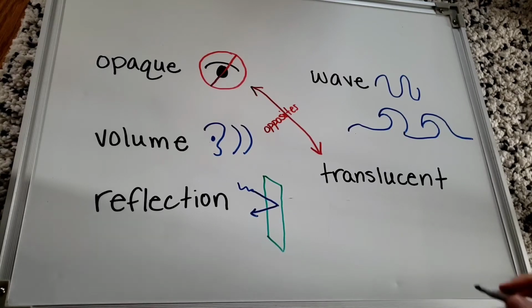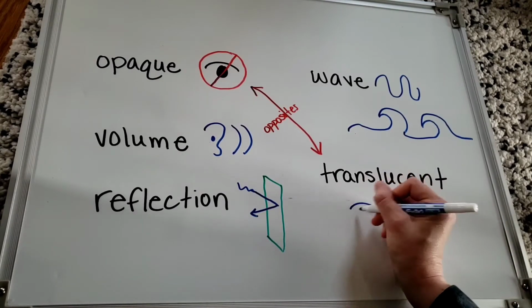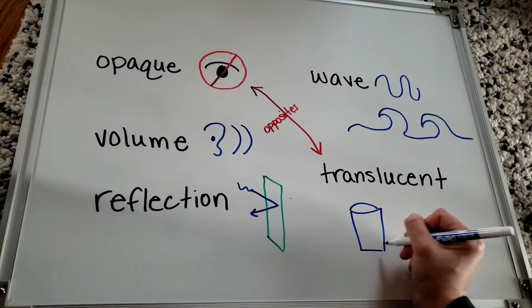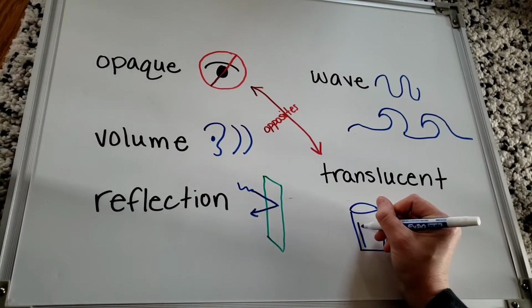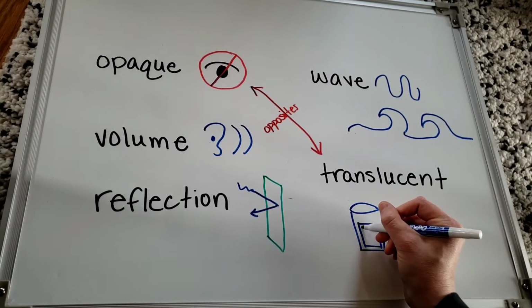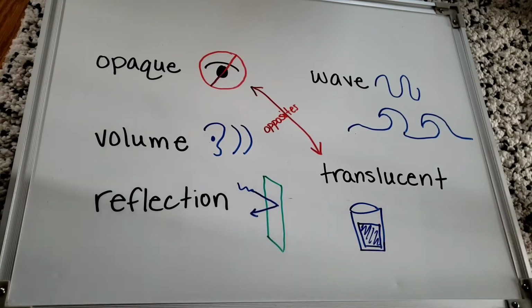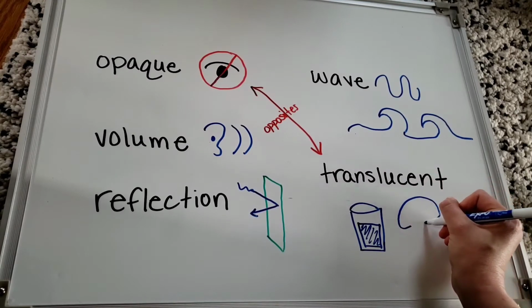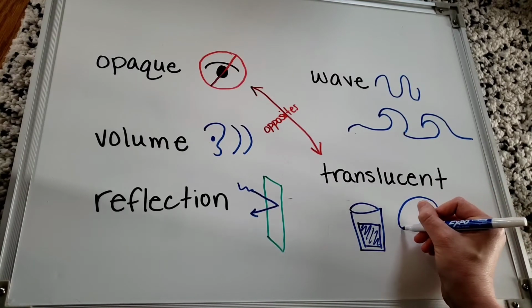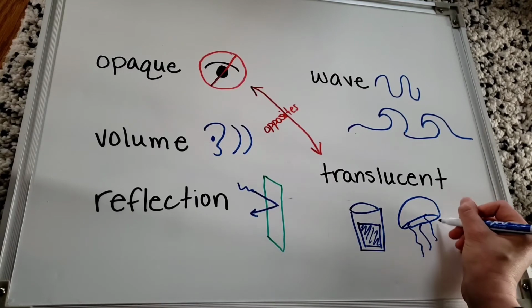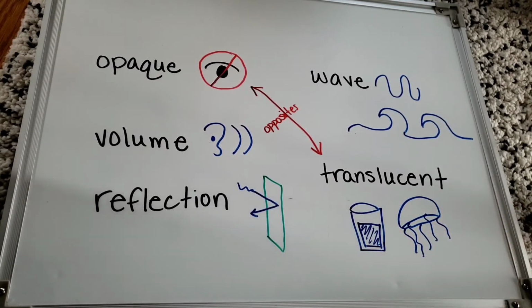So for example, let's say you have a glass of apple juice. You'll notice that you can kind of see through the apple juice itself. It's translucent, okay? So the juice itself is translucent, okay? Your science book uses a jellyfish as an example. It's saying that you can see through the jellyfish itself and then there are parts of a jellyfish that are translucent.